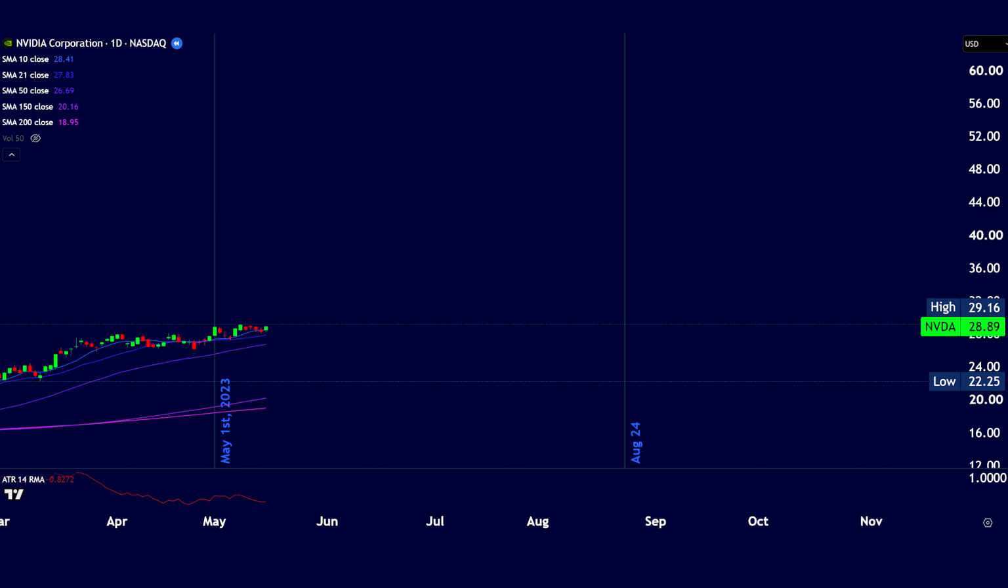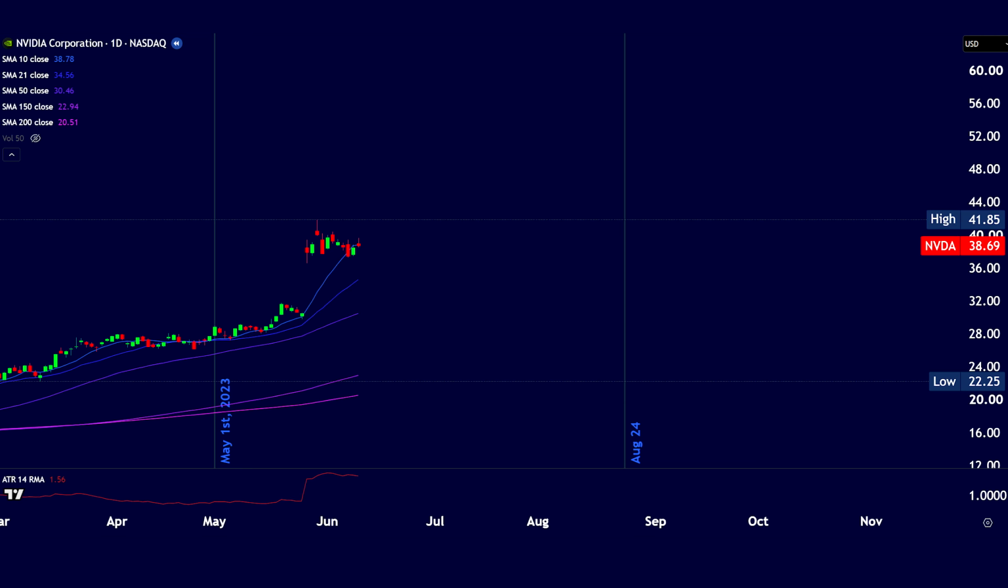May 2023. NVIDIA gaps up on earnings, the move that kicked off the whole AI trade. Then it does the thing that frustrates everybody. It goes sideways for 32 weeks. And it doesn't go quietly.